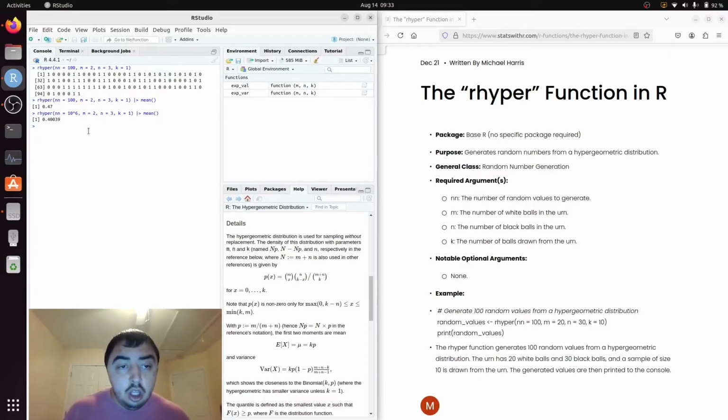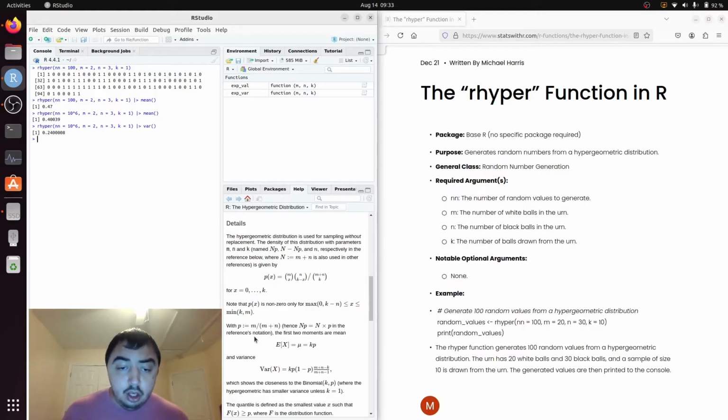Okay? And I also can do the same thing for the variance. rhyper, I'm trying to reinvent the wheel when I don't need to. So variance. 0.24. Okay, but what should the variance be?